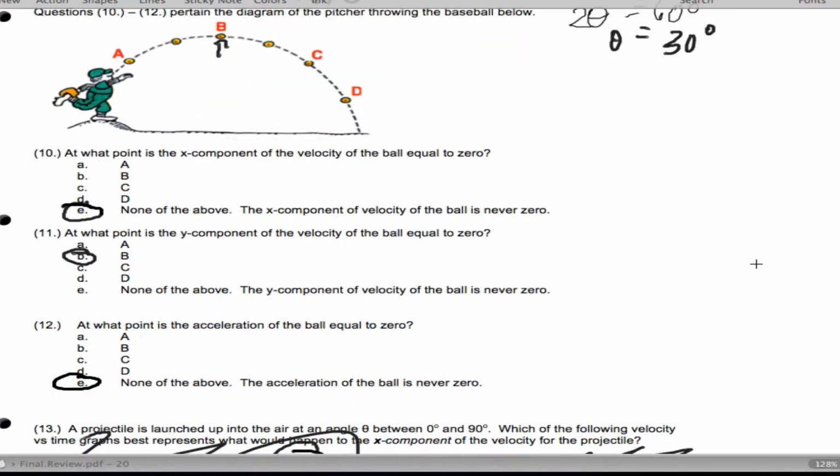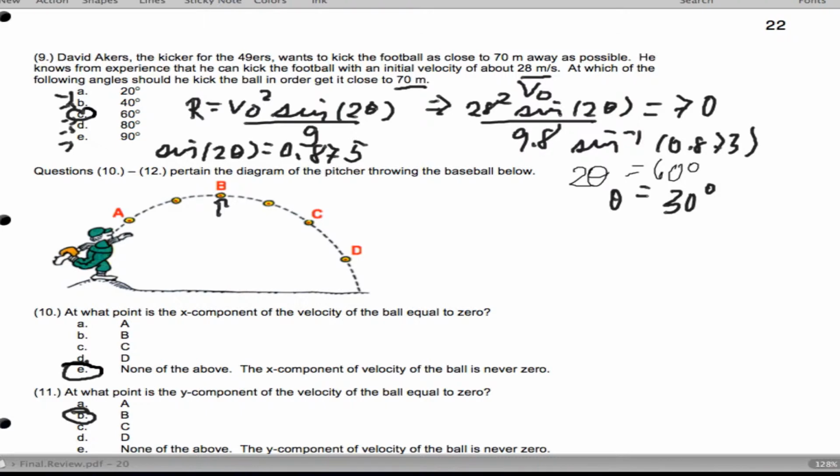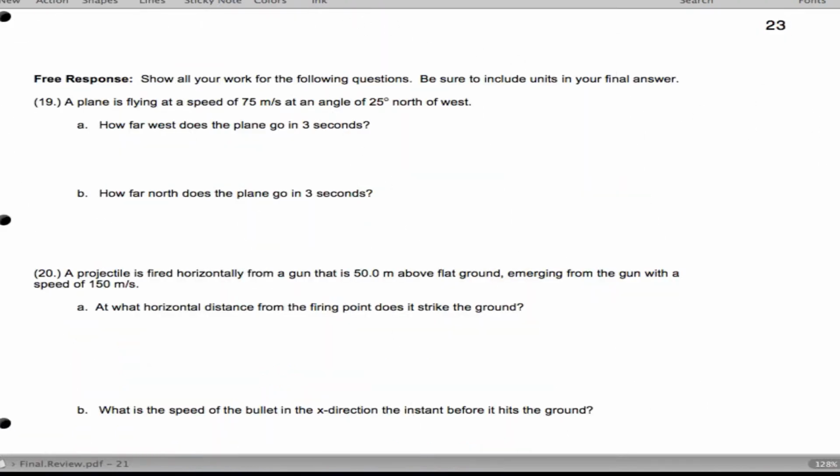Page number 4. Okay, here we go. Question number 19. I should have drawn a picture. Oh, look at that. There's north, there's south, there's west, and there's... Oh, no, I got it backwards. There's east and there's west.